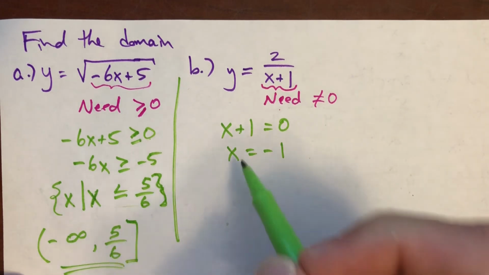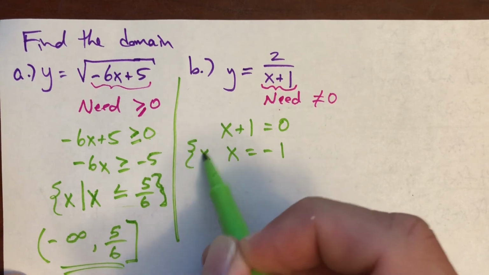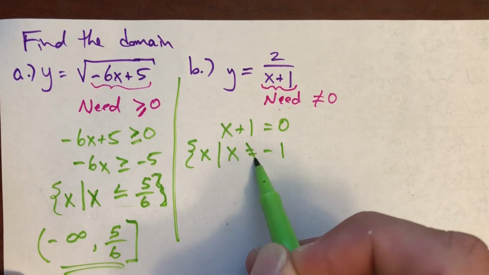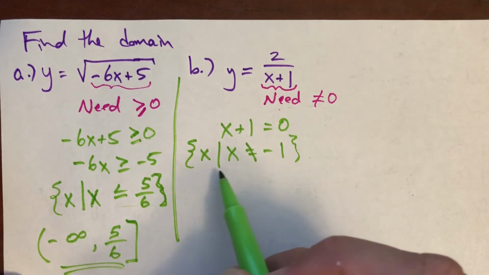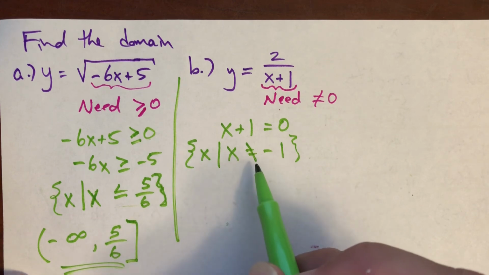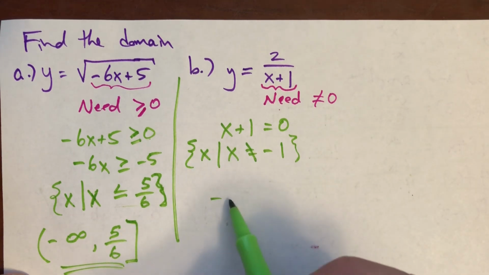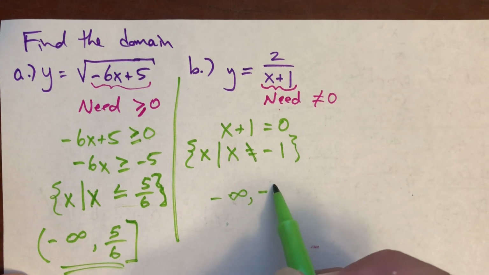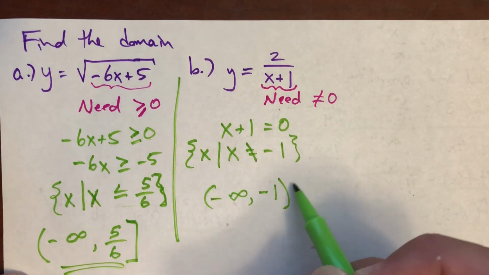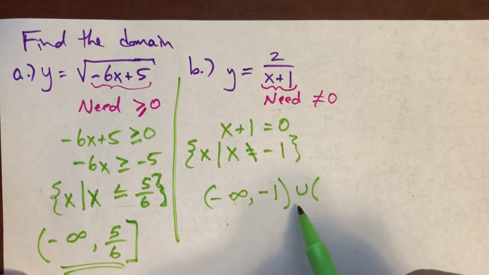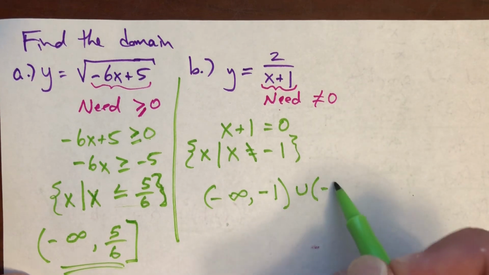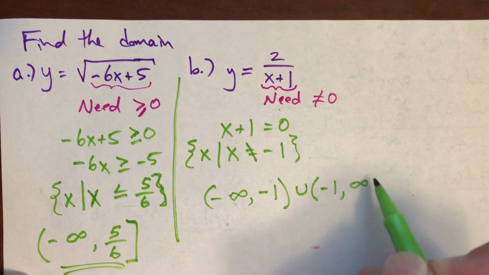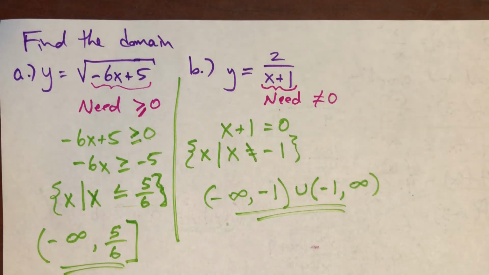So we can write it in set builder notation if we want, a set of all x values such that x is not negative 1, or we could write it in interval notation, which again the computer wants from you. So we want everything except for negative 1. So we're going to go from negative infinity all the way up to negative 1. We're not going to include it. And we're also going to have another interval that we're going to union this with, so everything to the right of negative 1. So negative 1, comma, infinity. So we've got our domains.